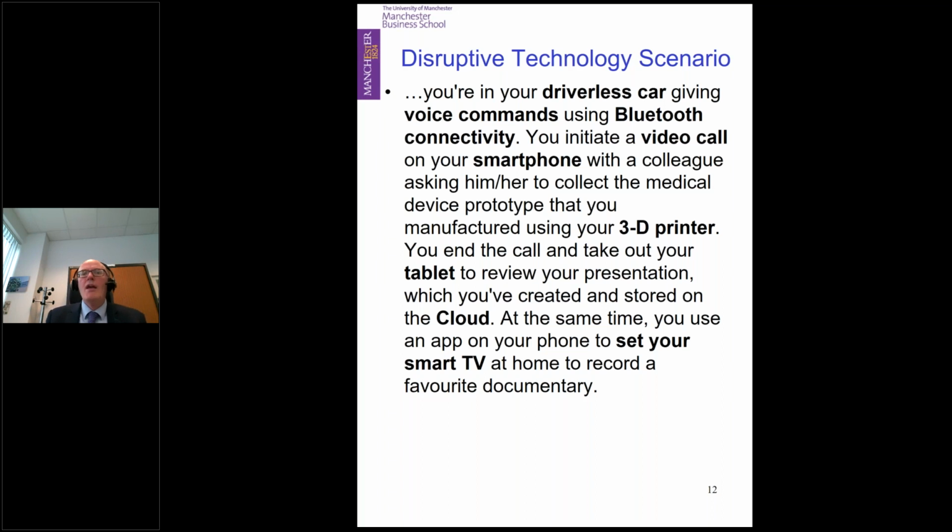Just think of it, okay? But here you are in your driverless car in the future. You're giving voice commands to the car.